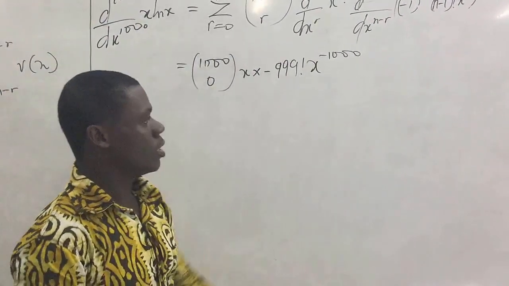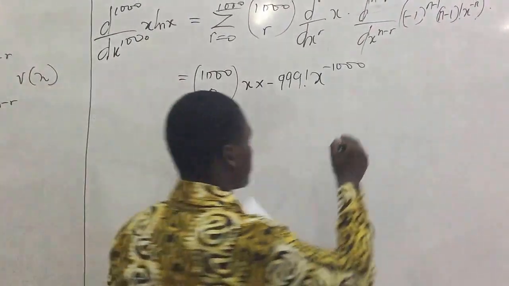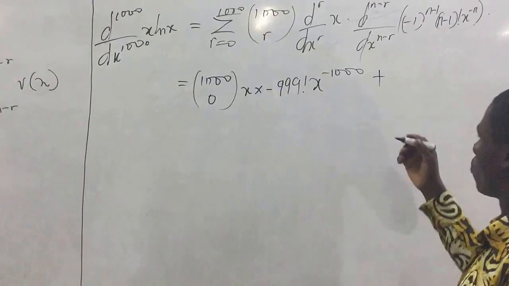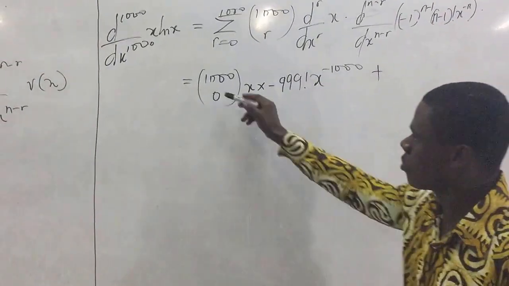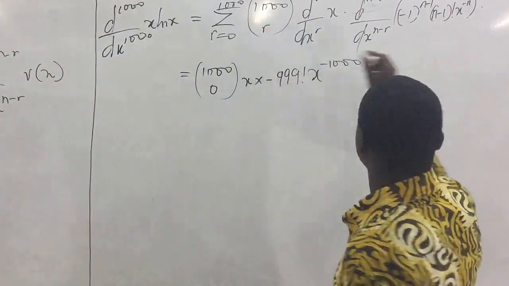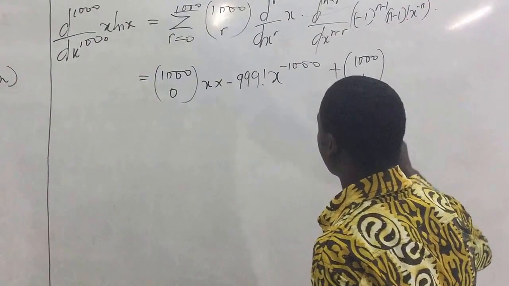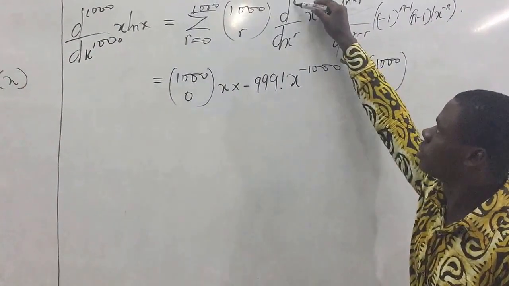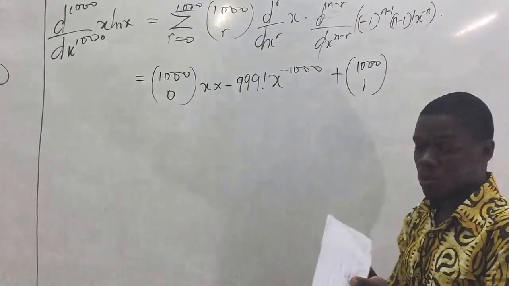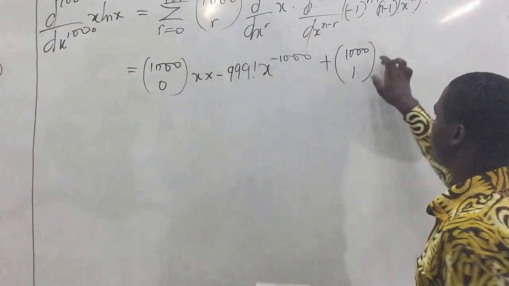We move to the next one. Remember, we are doing this 1000 times. So plus, r now becomes 1. So moving from 0, we go to 1. So our r is 1. If r is 1, then this place will give us 1000 combination 1. Alright, so this place becomes 1. So it means first derivative of x. So if I differentiate x once, you see I'll get 1. So it's not even necessary to write here.